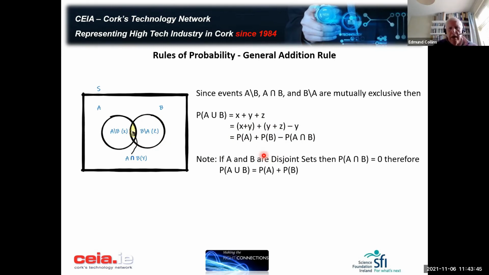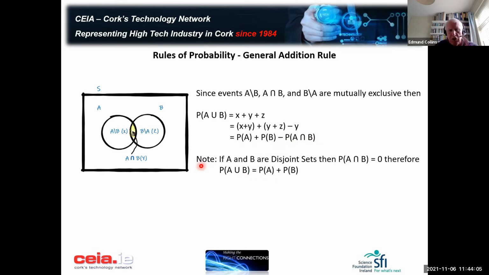So it's just a neat way of showing that the probability of A or B equals the probability of A plus the probability of B minus the probability of A and B.